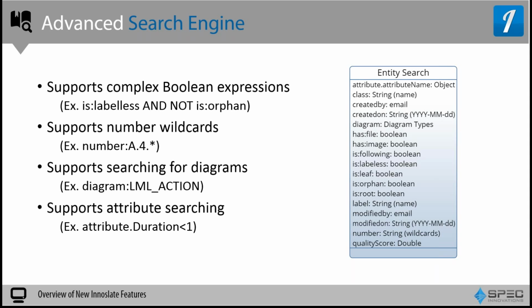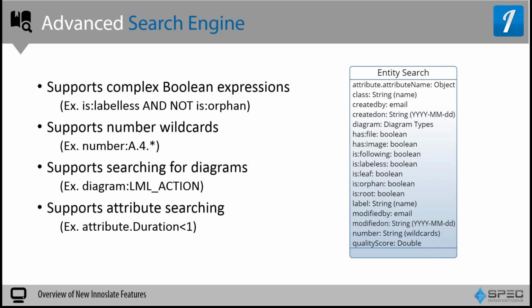We also support a number of other query options like has file, which will find you any artifact that has a file attached, or has image, which will find you any entity that has an image attached. You could do things like is following. So in version 3, we added support for the ability to follow entities, and now you can find out which ones you're following. Or you could do not is following, right, and find out what entities you're not following.